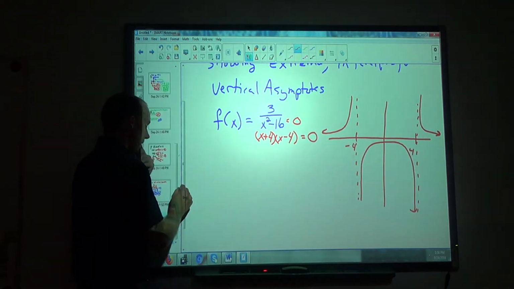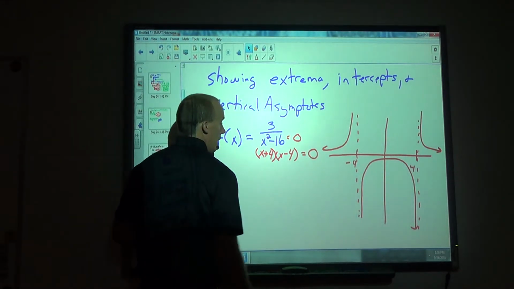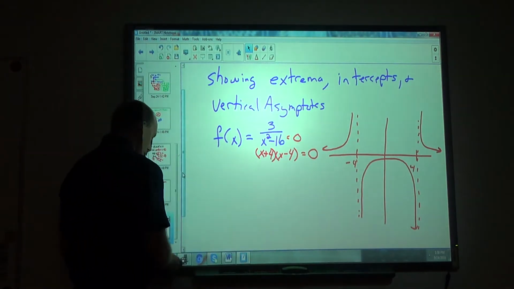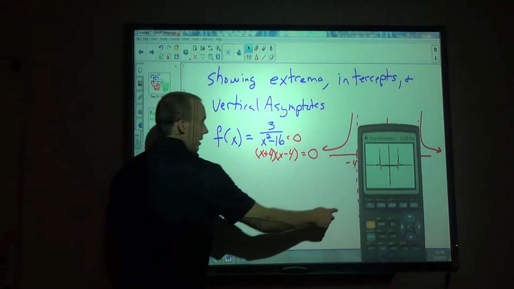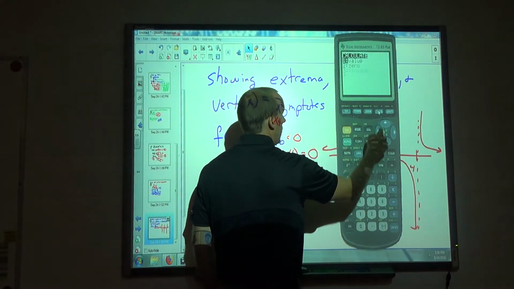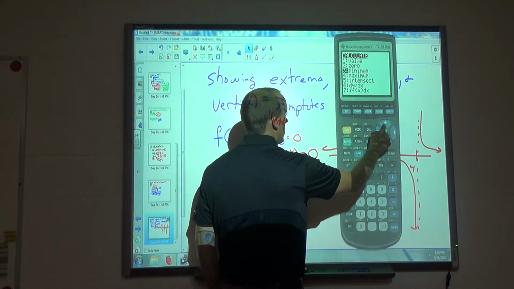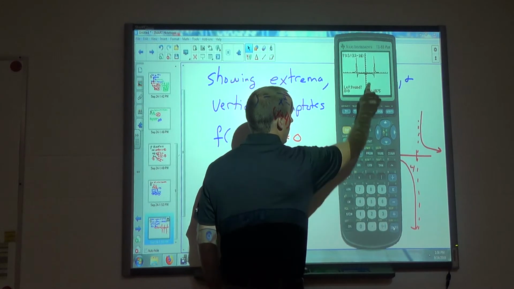Okay, does it have any x-intercepts? No. It won't touch here and here. I'm not sure if it touches here. We can check that though. Go to your calculator, second calculate, zeros, the zeros of the function. If it does, it'd be right here.